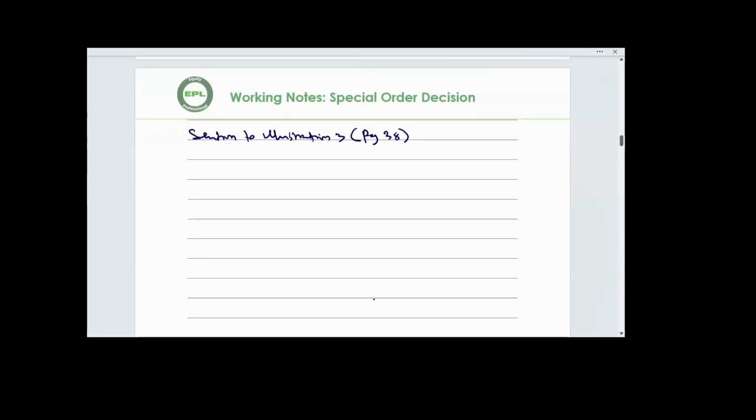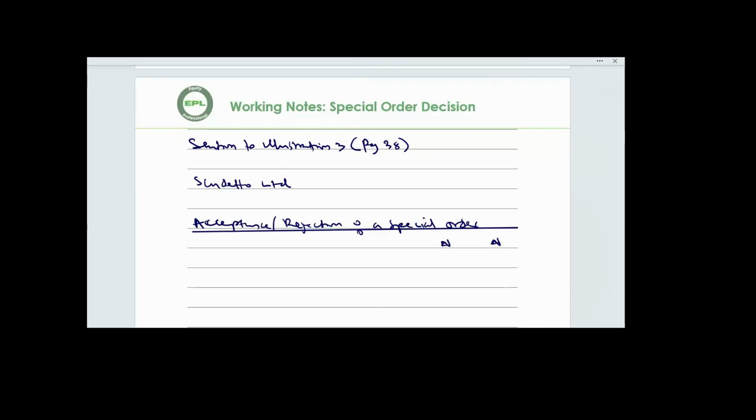The name of the company is Scudetto. Is it Scudetto Limited or PLC? Limited, sir. Okay. So of course, the examiner is asking us to advise whether the contract should be accepted. So I would say: calculating acceptance or rejection of a special order. Let's go back to the question and be picking the variables one after the other. We create 2 naira columns, debit and credits. So let's go back to the question, paragraph by paragraph.